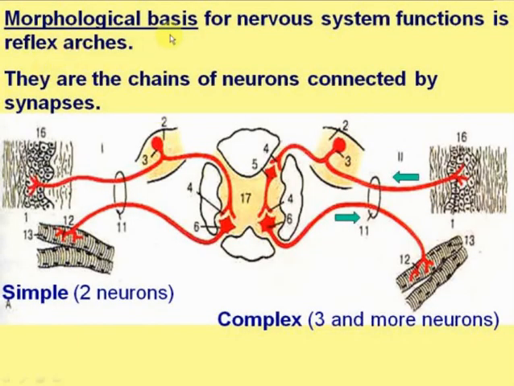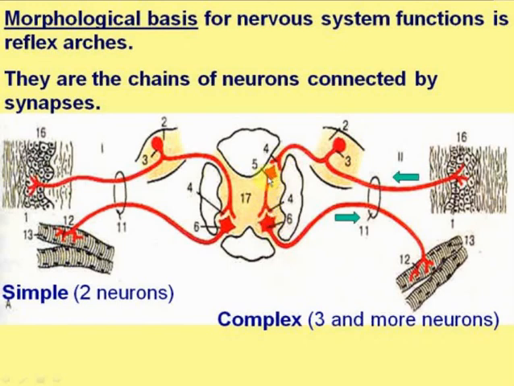In conclusion, the morphological basis for nervous system functions are reflex arches. They are chains of neurons connected by synapses. A reflex arch starts with receptors, then the impulse goes along the dendrite of the sensory neuron to the body, then the axon, the intermediate neuron, then the effector neuron, and its axon finishes at the effector. The simple reflex arch consists of two neurons, receptor and effector, and a more complicated one consists of three neurons.